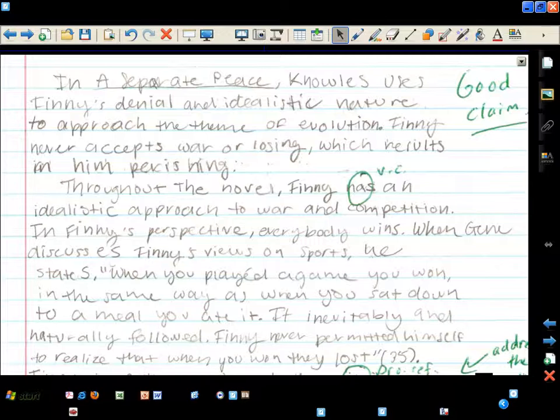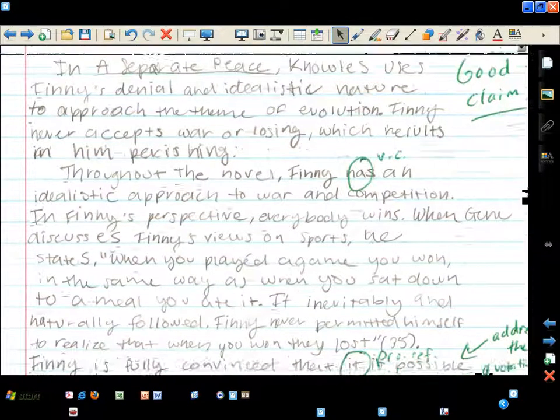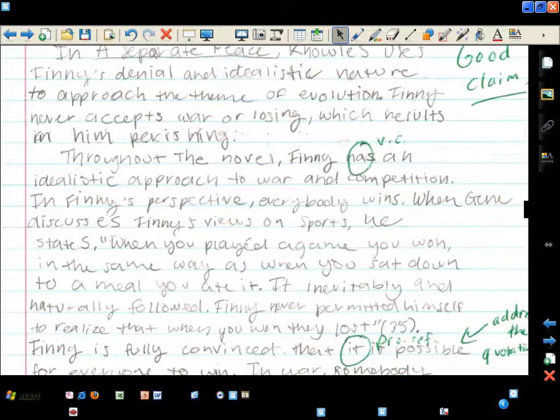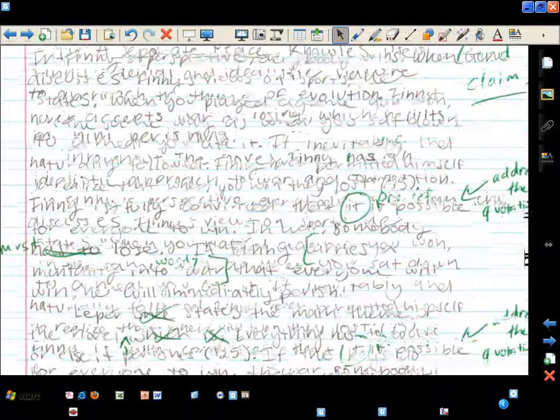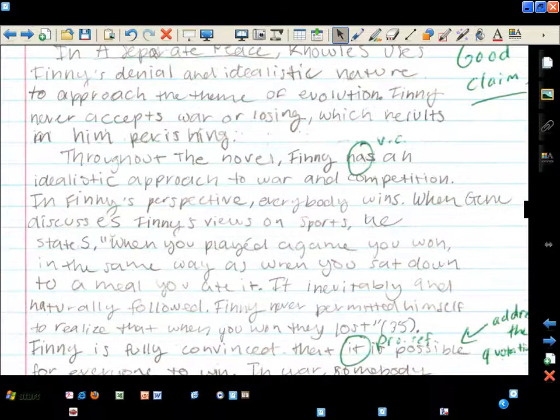When you played a game, you won in the same way as when you sat down to a meal, you ate it. It inevitably and naturally followed. Finney never permitted himself to realize that when you won, they lost. Finney is fully convinced that it is possible for everyone to win. In war, somebody must lose. If Finney carries a mentality into war that everyone will win, he will immediately perish. Totally integrated back up into the claim.